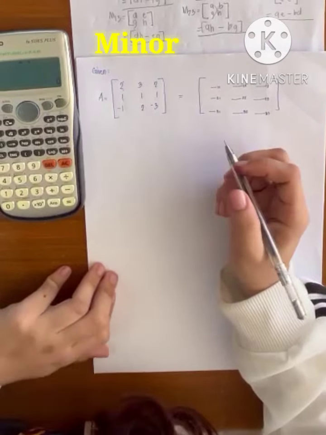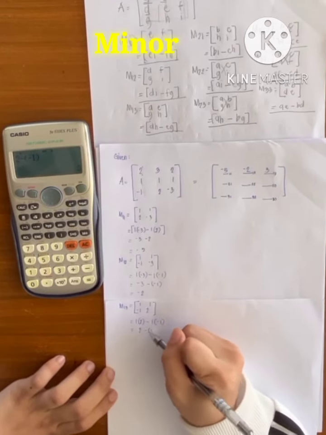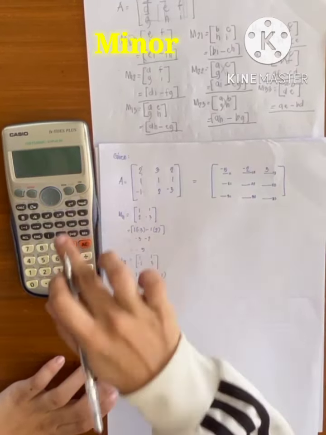Next we have M13, where the element is 2, located in the first row in the third column. So we are going to eliminate the first row and the third column. Our remaining elements are 1, 1, negative 1, and 2. So we are going to multiply 1 by 2 minus 1 by negative 1. So we have 2 minus negative 1, which is equal to positive 3. So we have 3.